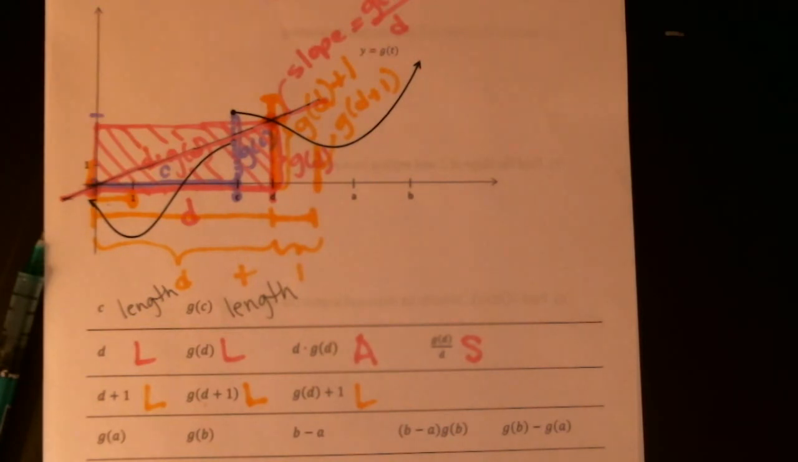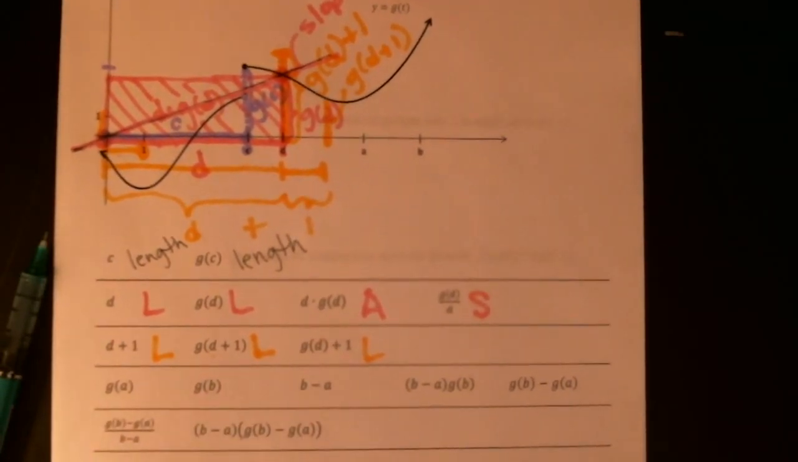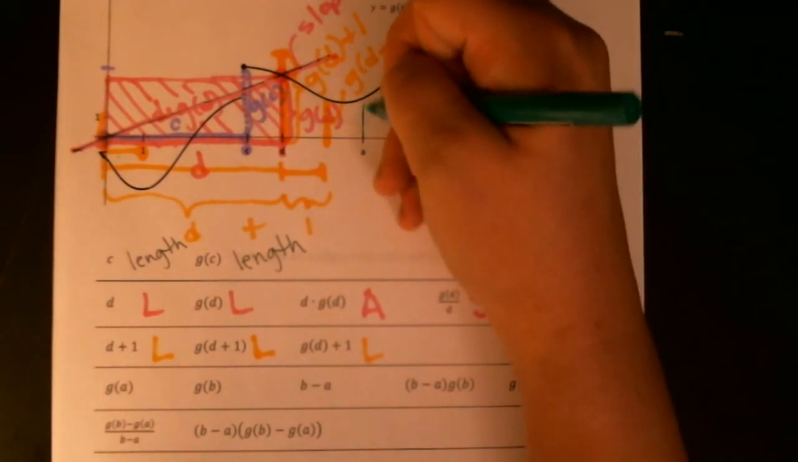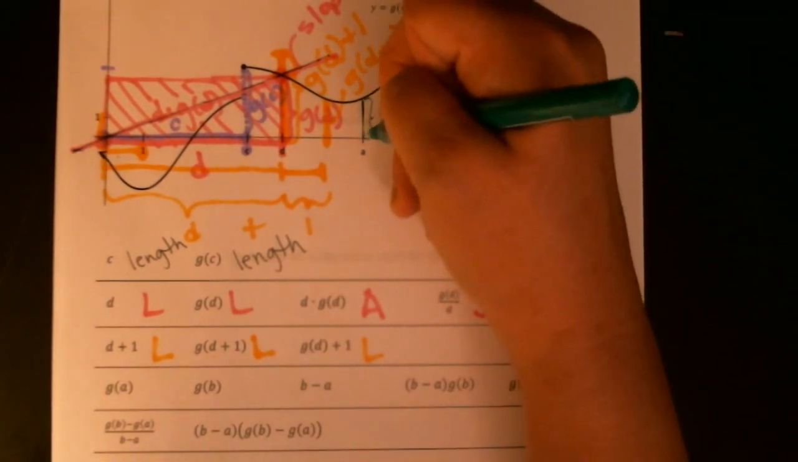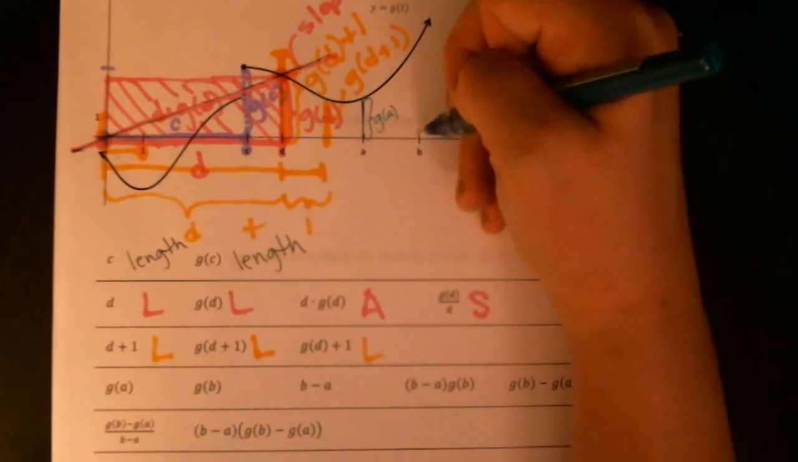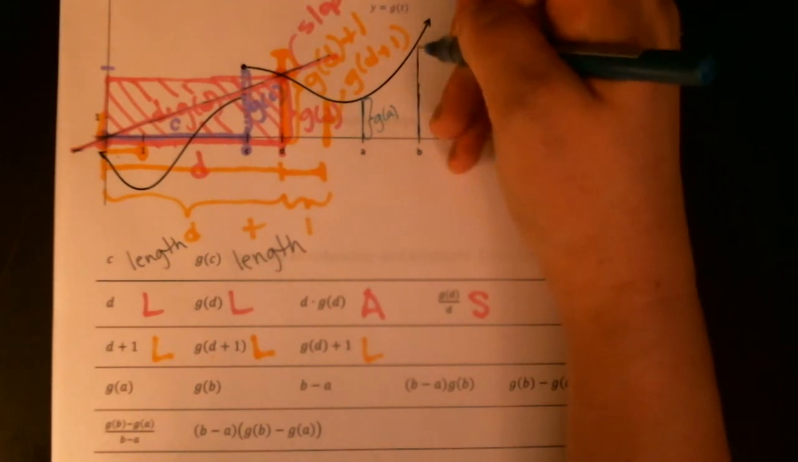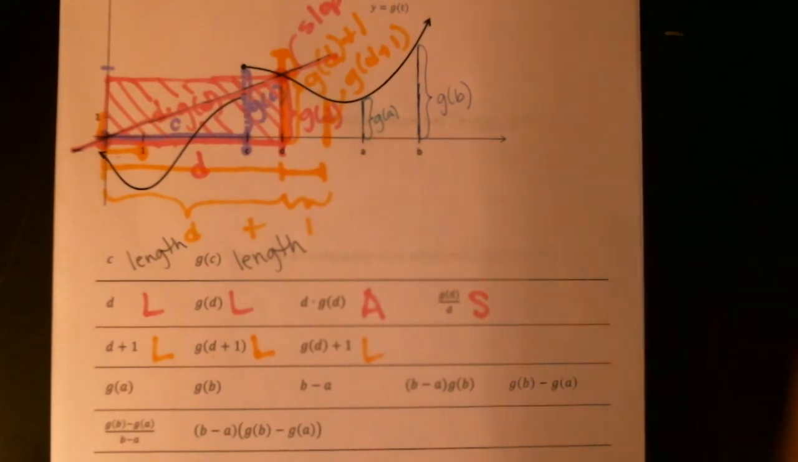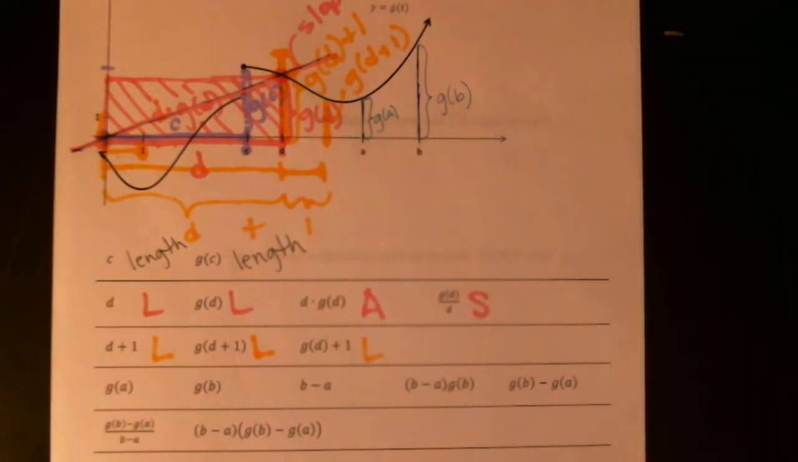Okay, the last 2 rows are all kind of one big chunk, looking at G of A's and G of B's. Okay, so let's see. I'm going to try and use these green and blue pens and see if that shows up well enough. So here is G of A, and here is G of B. Can you tell that's green and blue? Yeah, sort of. Okay, so G of A and G of B are both lengths.